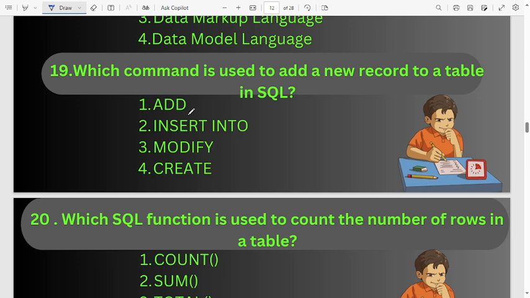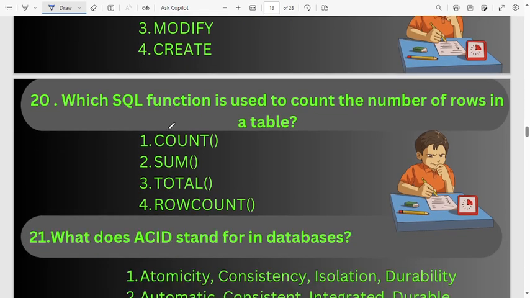The next question is, which command is used to add a new record to a table in SQL? The correct answer will be insert into table name. Like if there is a record of students' roll numbers and we need to add a new record for a new student, then we use the insert command to enter the record in the table. The next question is, which SQL function is used to count the number of rows in a table? The answer will be count.